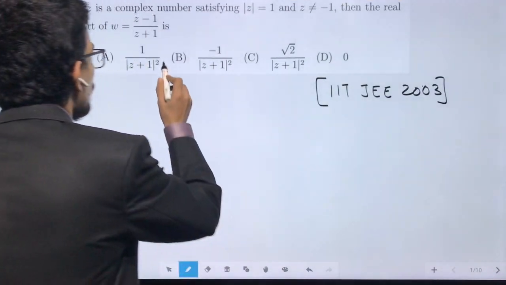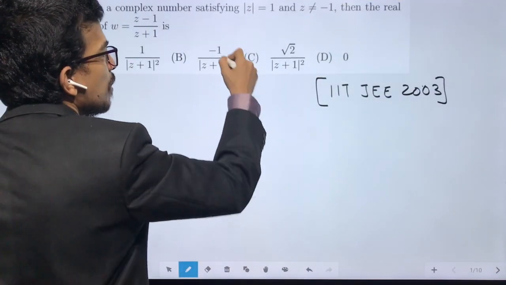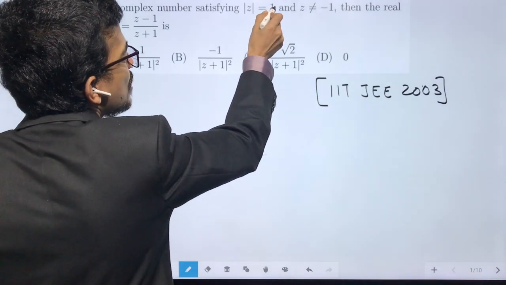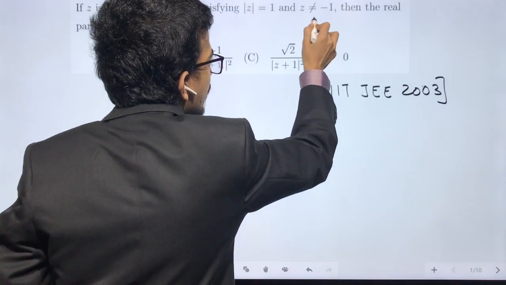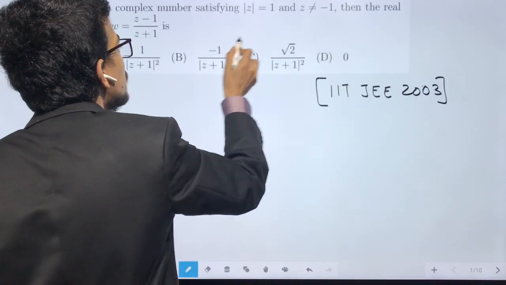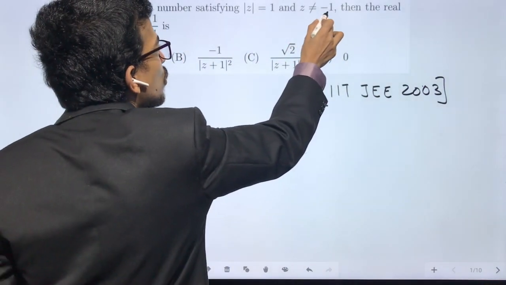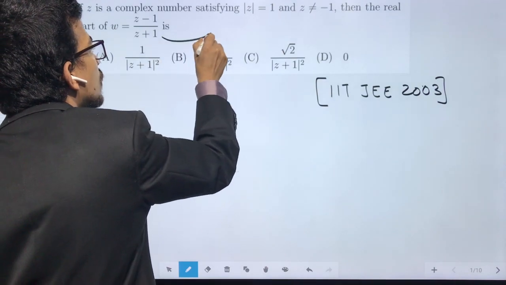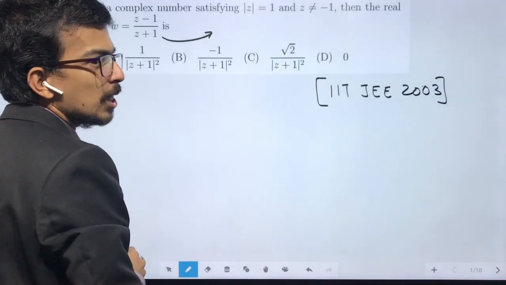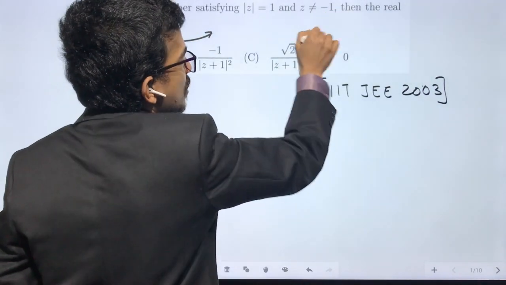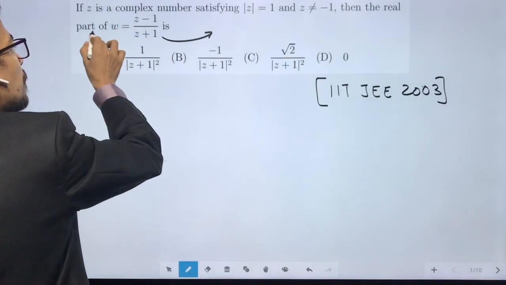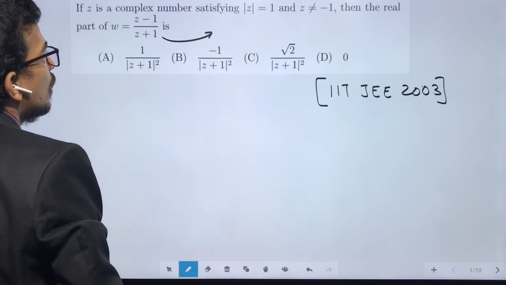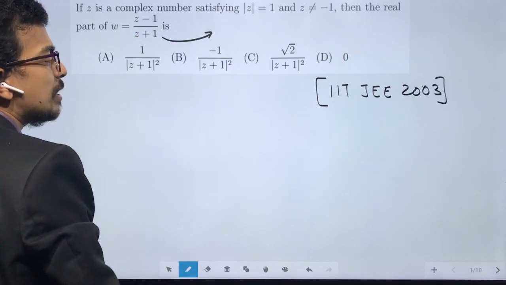So first of all, we have a complex number z and modulus of z is equal to 1 and z is not equal to minus 1. Why is z not equal to minus 1? Because z is equal to minus 1 is going to put you in trouble. It will make the denominator 0. So forget about z is equal to minus 1, and excluding that point, you have to find the real part of omega, and omega is nothing but z minus 1 by z plus 1.